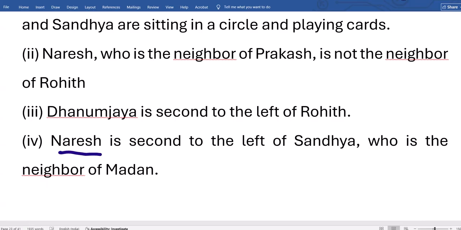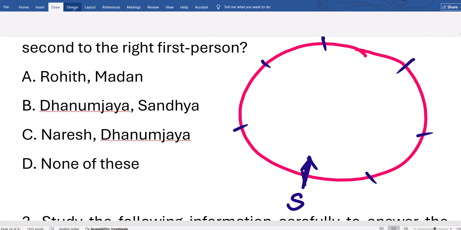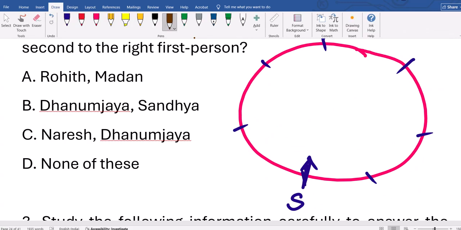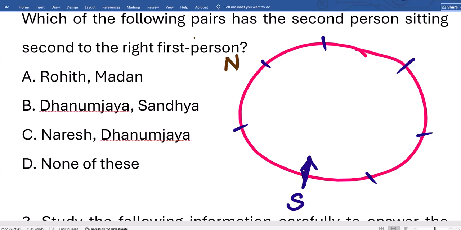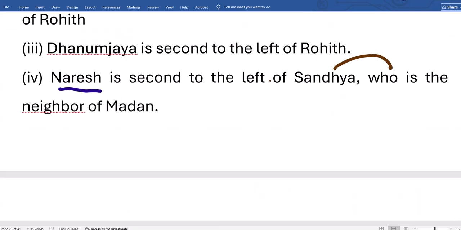Okay, Naresh is second to the left of Sandhya. When I mention Sandhya somewhere, so let's say Sandhya is here. You take Sandhya any place. Okay, Sandhya. Naresh is second to the left of Sandhya. Naresh will come to this place. Okay. Then who is related to this candidate?